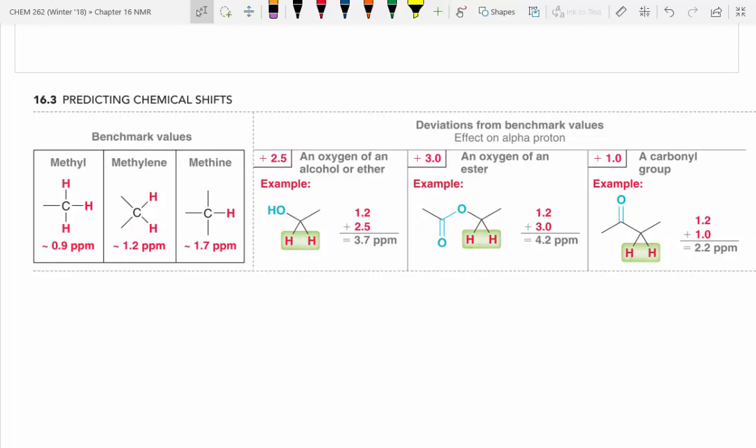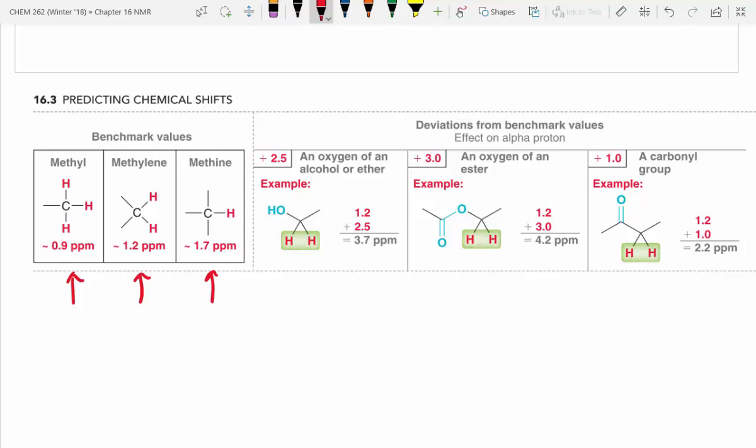So this is a mathematical tool you can use to predict chemical shift for some of these unique circumstances. For example, over here it says protons coming off of a methyl group typically show up at about 0.9 ppm. Protons coming off of a secondary carbon typically show up at about 1.2 ppm, and then tertiary carbon protons show up at about 1.7 ppm. Those are our benchmark values, or at least that's what he calls them.